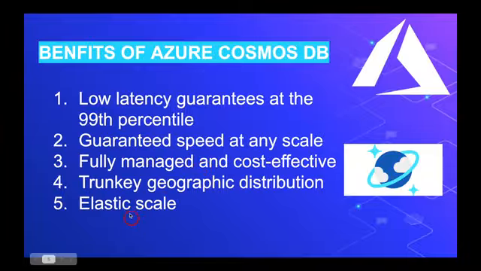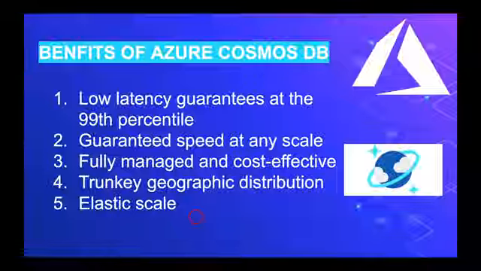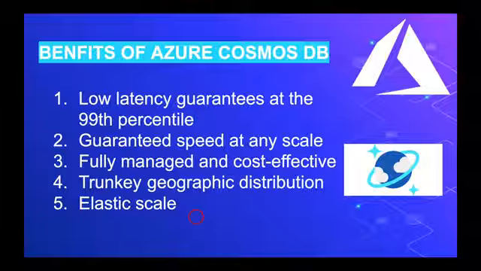Coming to the low latency guarantee, it means reads and writes at the 99th percentile are under 10 milliseconds. Guaranteed speed at any scale means 99.999% availability for reads and writes. Fully managed and cost effective means it is fully managed, so you should not bother about how it is going to be managed. Azure handles that. Those are the benefits of Azure Cosmos DB, guys.